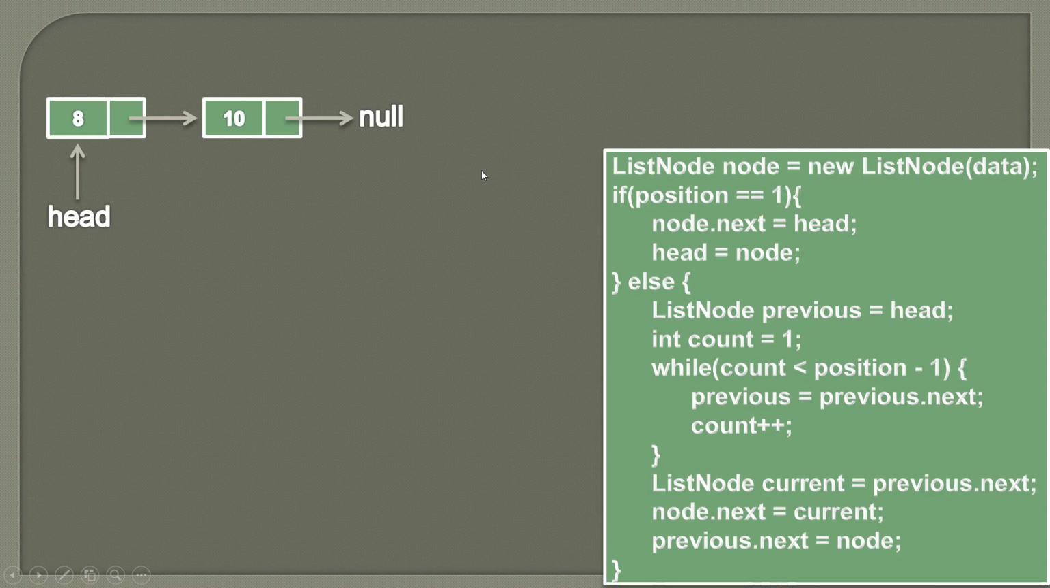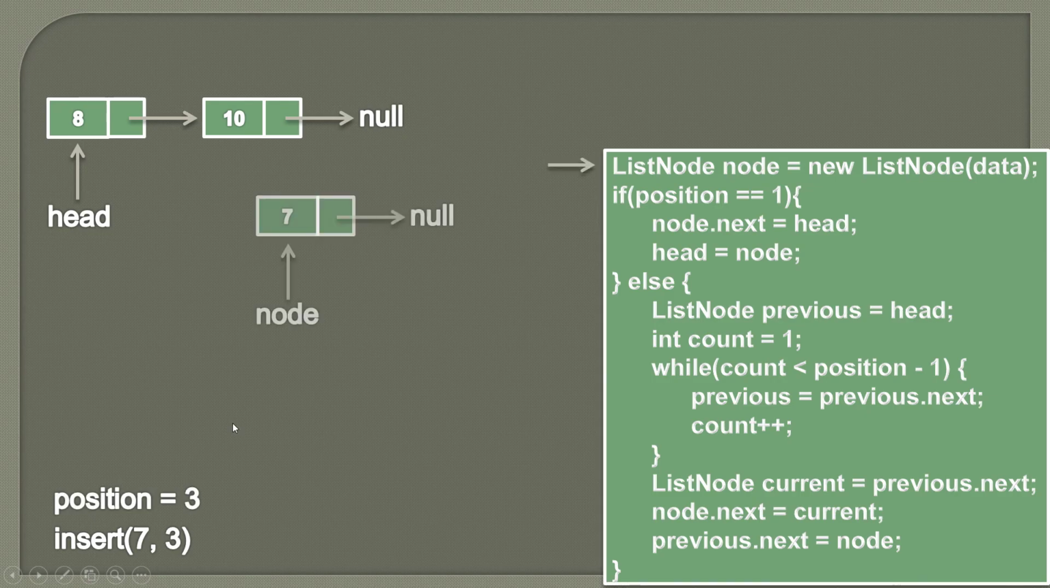And here we are assuming that position should be valid. So if we call insert 7, 3, 7 is our data and 3 is our position. At the first step, we'll create the list node having data as 7 and its next pointing to null. We check whether we want to insert at position 1 or not. So currently we want to insert at position 3, so this condition comes out to be false.